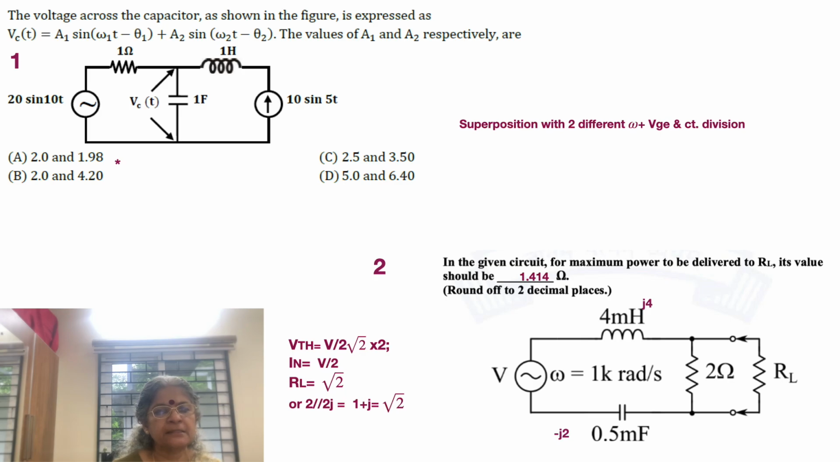If we go to the first problem itself, it can be seen that it is having two different sources. One is a voltage source and the other is a current source. Both are sinusoids with maximum values of 20 and 10 respectively. The only difference is that the frequency is different. On the left side, the voltage source, as shown by the tilde, has omega equal to 10, whereas the current source has omega equal to 5.